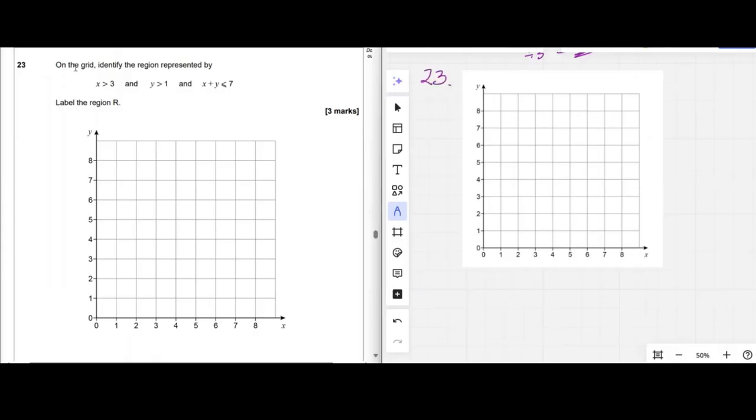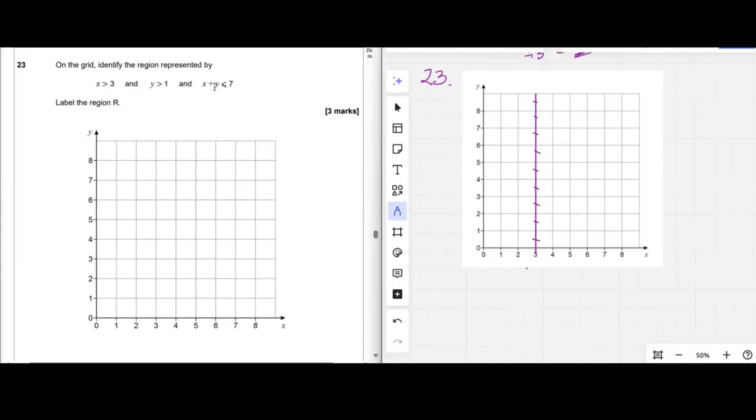In question 23, on the grid, identify the region represented by the three inequalities. So we have x more than 3. So now let's find x, and where x is 3. So there will be that line, but it is more, right? Greater. So not greater or equal. So we need to do this line dotted. Yeah, so just erase a few things here and there. So this is that line.